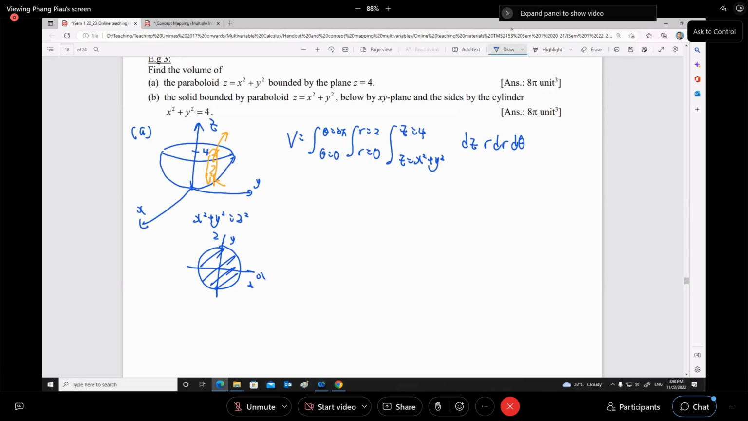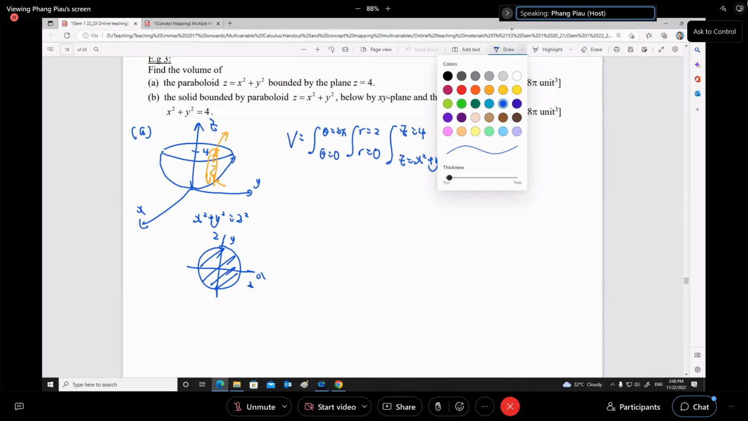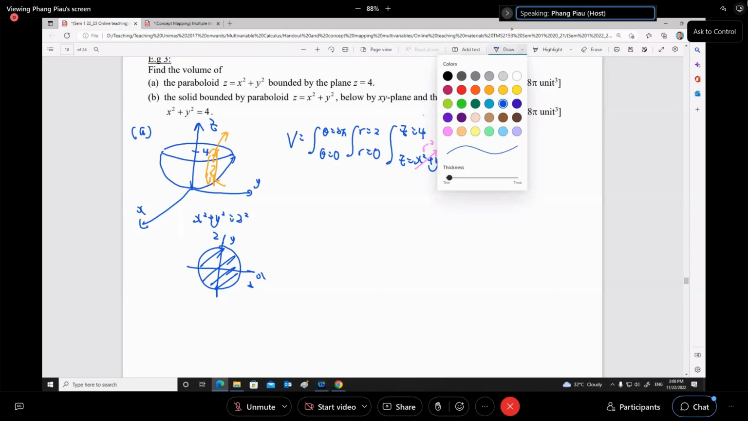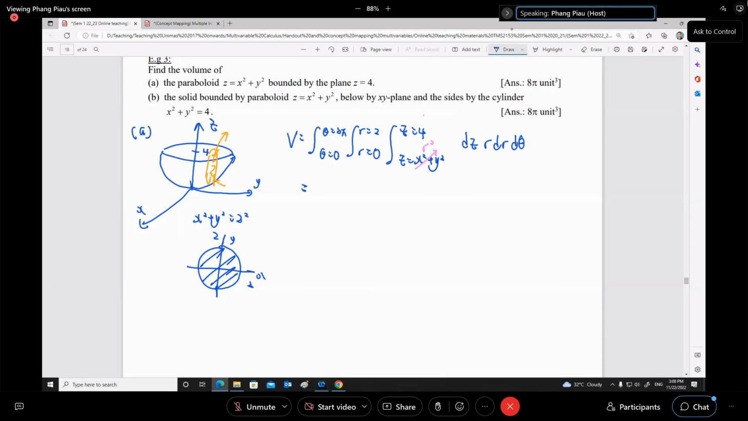This integration is not that difficult, but you need to change this. Remember, x power 2, y power 2 cannot be used. You have to change this to r power 2. Then the rest of the integration, you should be able to do that. So you may just do it and compare your answer with my answer.